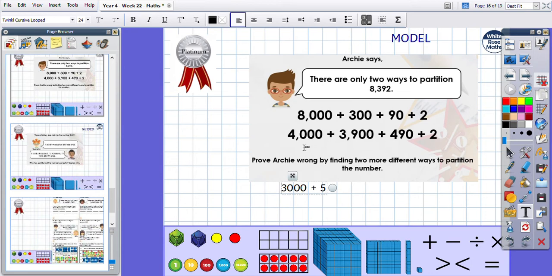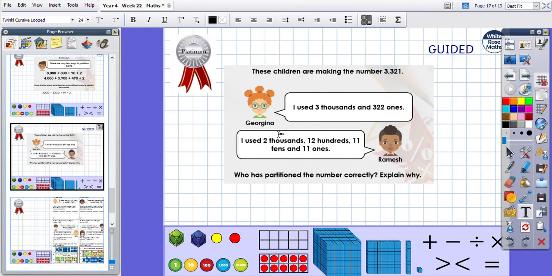And I want to put 200 in there. And then I've got 100 left. And 9 tens and 2 ones. Okay, so I've found already another way to partition this number. Can you think of another way? Another question then. These children are making the number 3,321. So they've got 2 ways they've done it. Who has partitioned the number correctly and explain why?